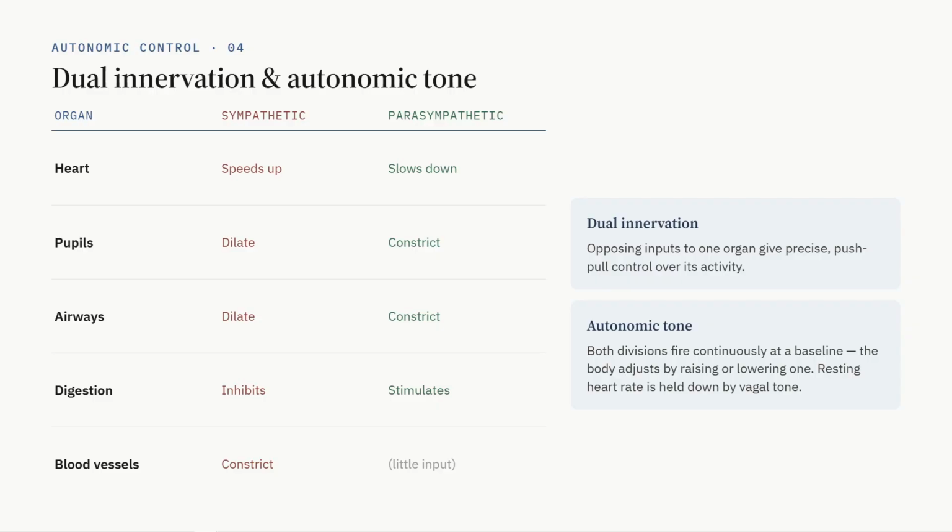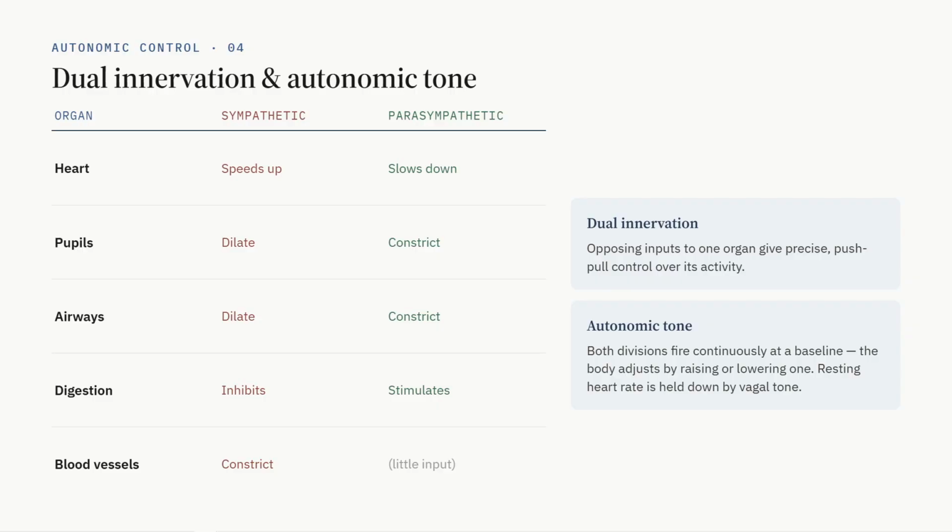2 ideas that make the autonomic system elegant. First, dual innervation. Most organs receive input from both divisions at once, with opposing effects. The heart gets a sympathetic accelerator and a parasympathetic brake. The push-pull arrangement gives incredibly fine control, like steering with 2 hands.